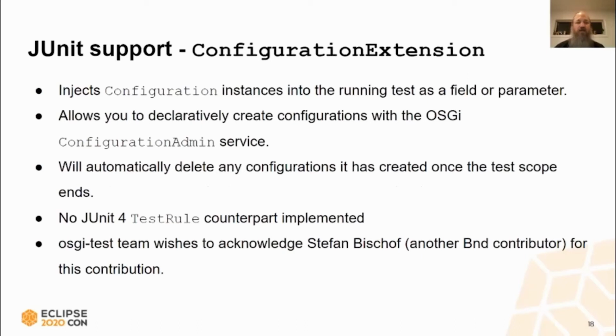The final extension that we have, this is the newest, injects configuration instances into the running test as field or parameter, and allows you to declaratively create configurations with the osgi configuration admin service. And as with our other extensions, it will automatically clean those up at the end of the test once the test scope has ended. There's no JUnit 4 rule counterpart for this at the moment. And the osgi team wishes to acknowledge Mr. Stefan Bischoff, who's another BND contributor who contributed this extension to osgi-test.